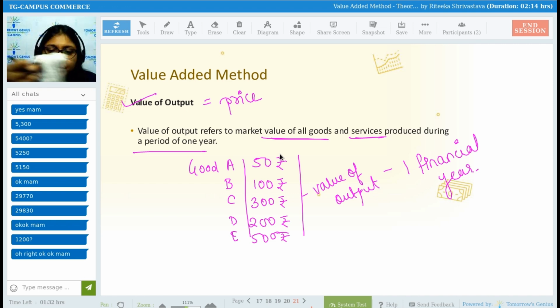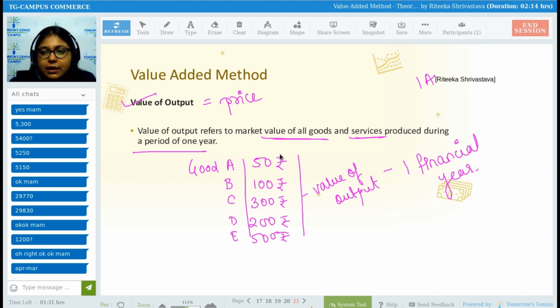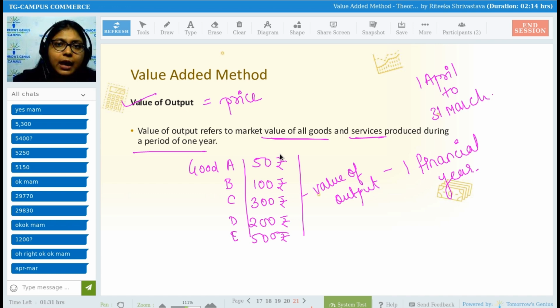Which financial year do we follow? Yes. 1st April to 31st March. This is the financial year which we follow.